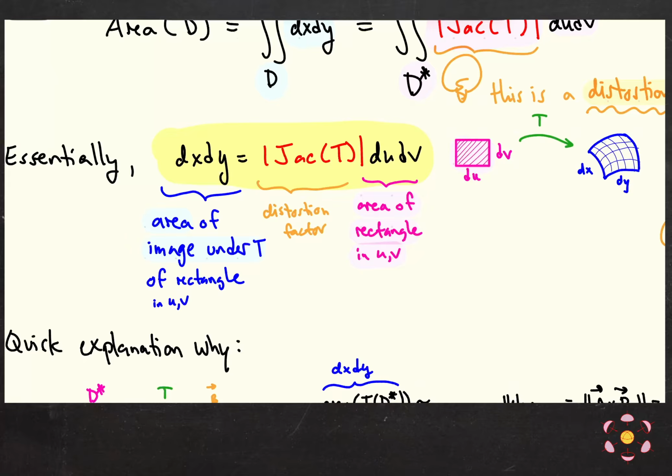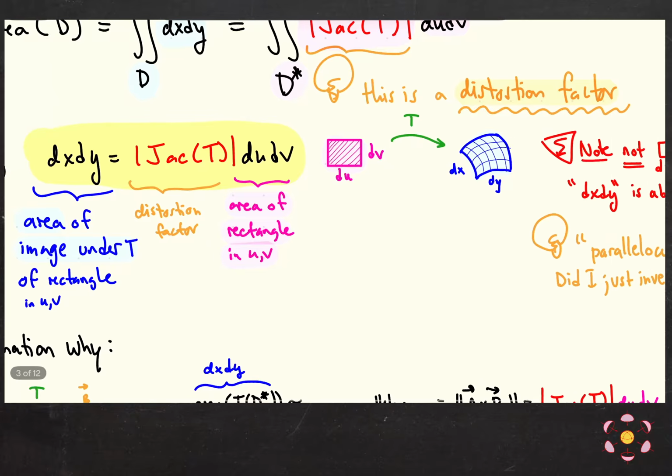So the Jacobian basically tells us what to multiply by, because hopefully with this picture you can see that these are not the same shape and they're not exactly the same area. So how much do I need to multiply the UV rectangle so that the area in the blue is exactly the same? That's what the Jacobian does.